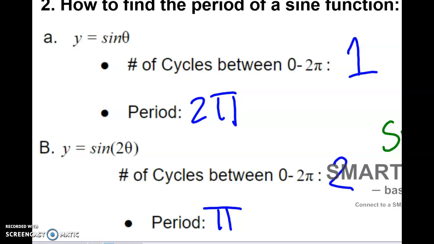Part B, sine of 2 theta. The number of cycles between 0 and 2 pi would be 2, because b is 2 and b represents the number of cycles. The period, well, if we take 2 pi and divide it by 2, the number of cycles, we just get pi. So the period is pi.